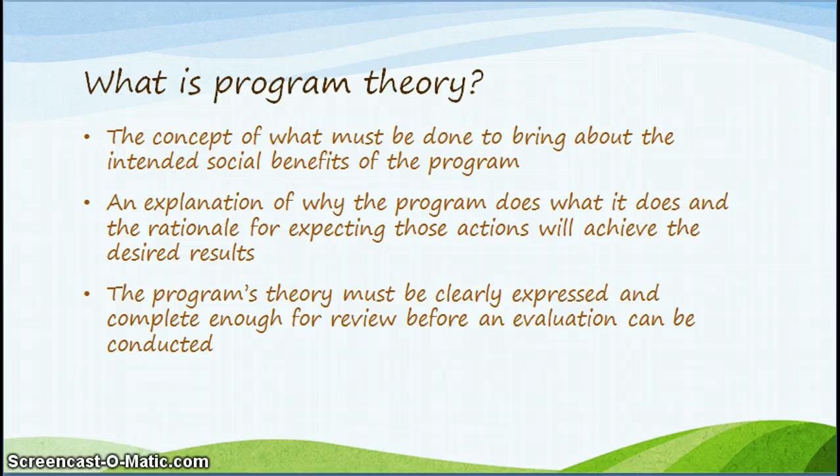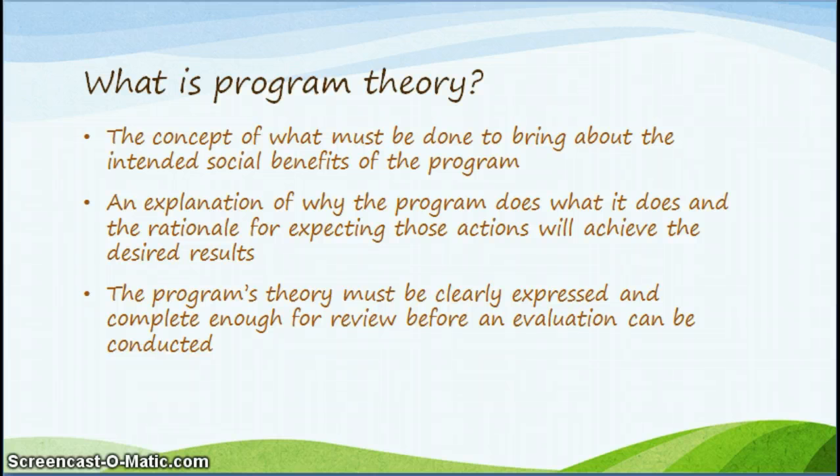So this chapter talks about what is program theory. It is a concept of what must be done to bring about the intended social benefit that the program is trying to do. It is also an explanation of why the program does what it does and the rationale for expecting those actions will achieve the desired results. The program's theory must be clearly expressed and complete enough for review before an evaluation can be conducted.